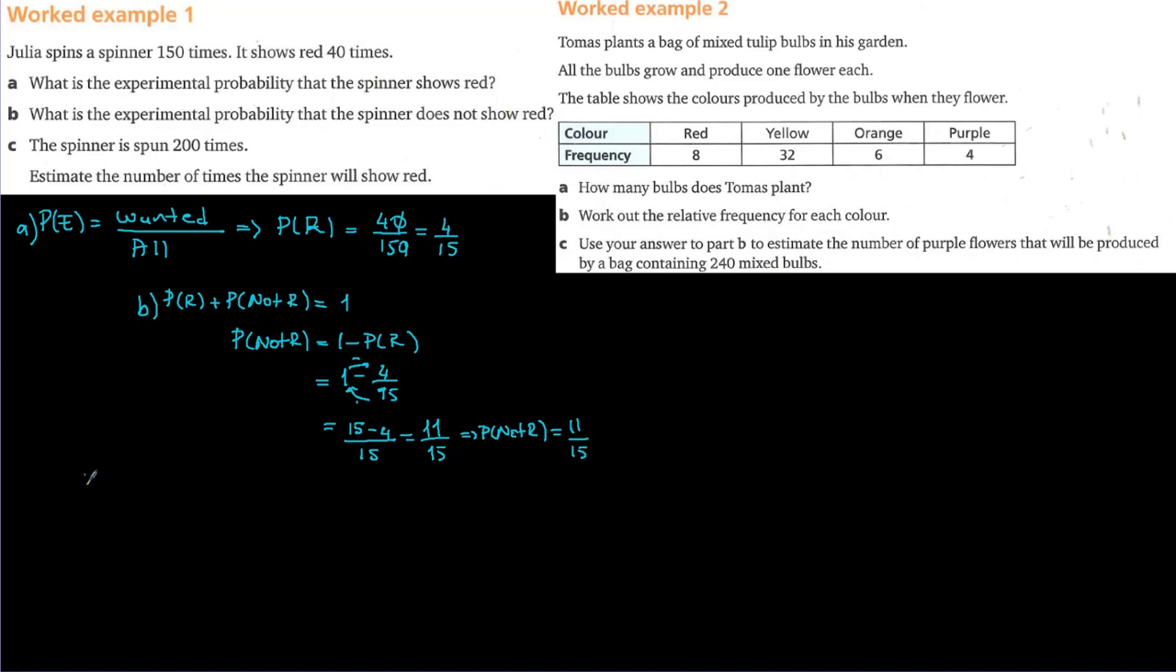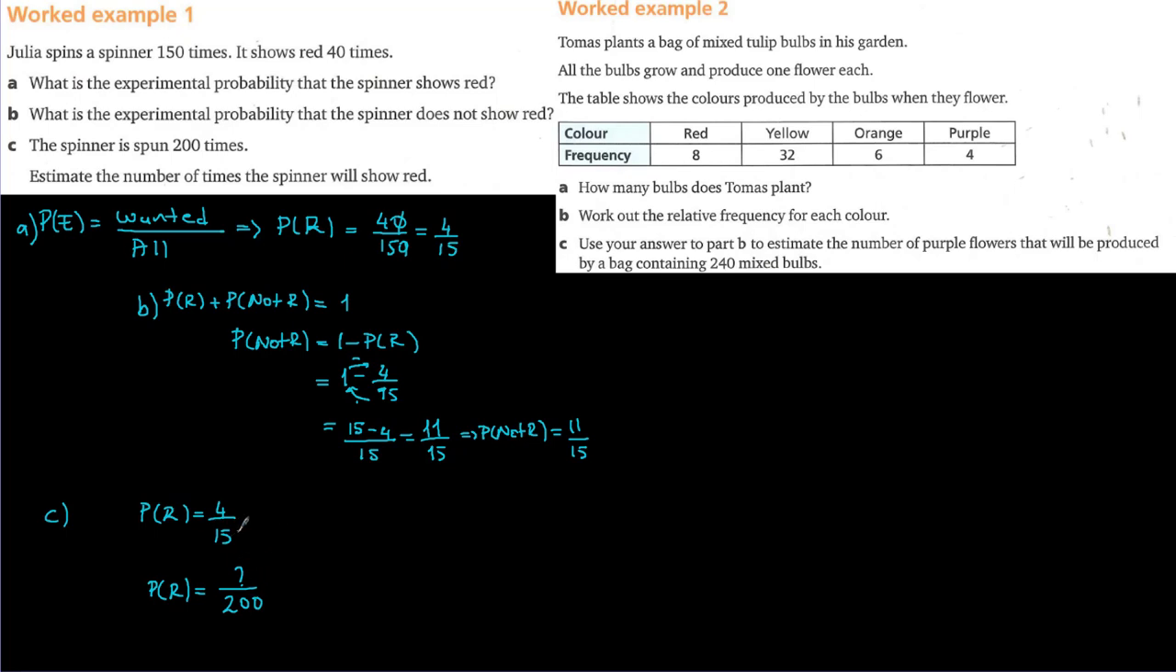Okay, this is the third part, the C part. The spinner is spun 200 times, and we estimate the number of times the spinner will show red. Since the probability of red is equal to 4 over 15, it's asking, for all possible cases, what the probability of red should be for 200 spins. How many times will red show when you do this 200 times?